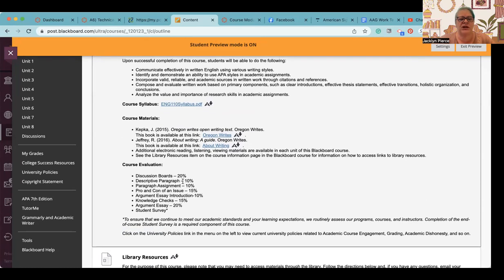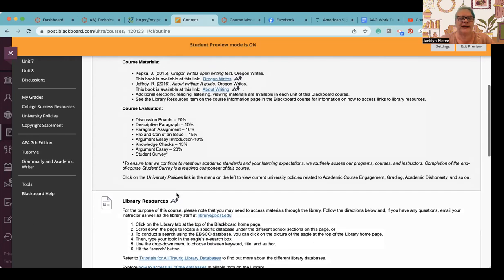The course evaluation in terms of the grade breakdown is right here. You notice that the two biggest point items or percentage items are the discussion boards. You have a discussion board every single week of the course, and the argument essay, which is due in week 10. Now, I do want you to note that the pro and con of an issue and the argument essay introduction are worth an additional 25%, but they also help you write your argument essay. So the argument essay is the biggest assignment of the semester in a couple of different ways. But anyway, that's your grade breakdown.